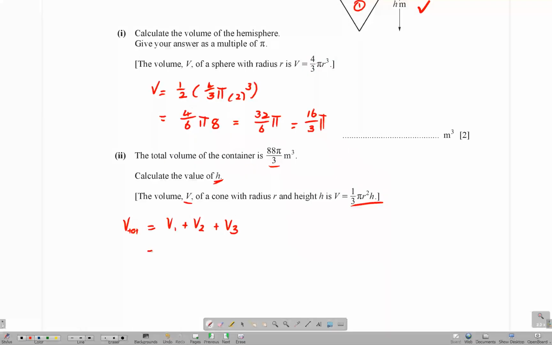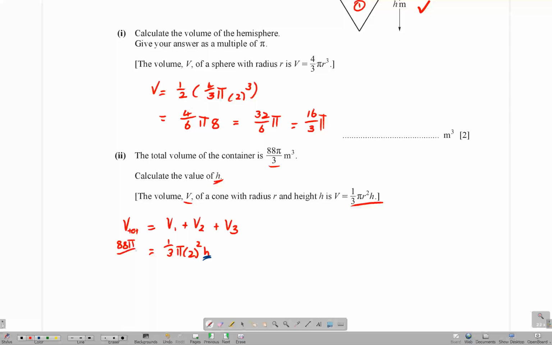So for the first volume, this is going to be my cone. We can say this is 1/3 pi, and the radius is just 2 meters. Remember, all 3 of them have a radius of 2. So this is 2 squared times h. h is a variable. This is what we will be after. We will be solving for that. And let's also put this total volume in here.